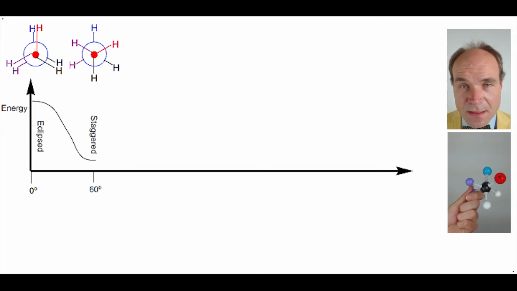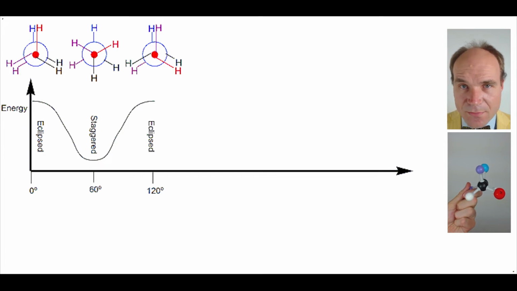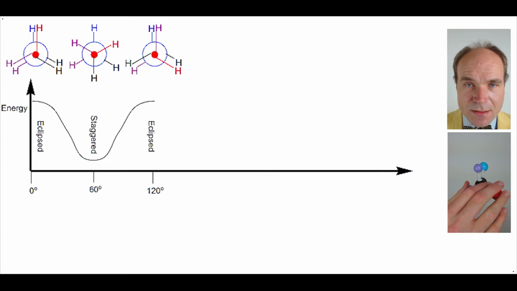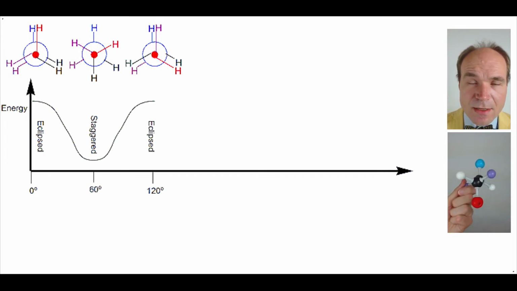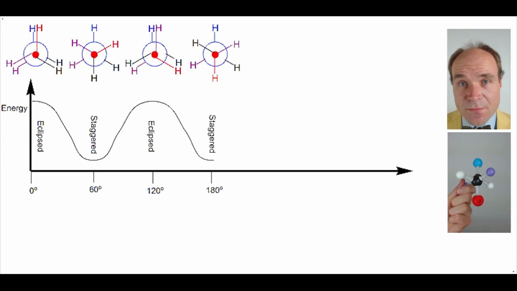If we do a further 60-degree rotation in the same direction, we end up with a total rotation now of 120 degrees. We go from the lower energy staggered form back to the higher energy eclipsed form. Another 60-degree rotation goes from a total rotation of 120 degrees to now a total rotation of 180 degrees. We've changed from the high energy eclipsed form back down to the lower energy staggered form.